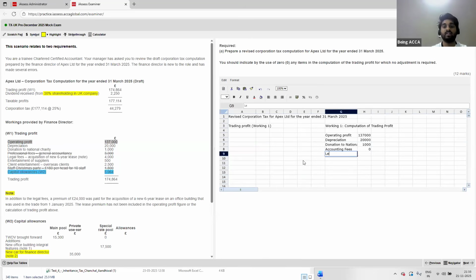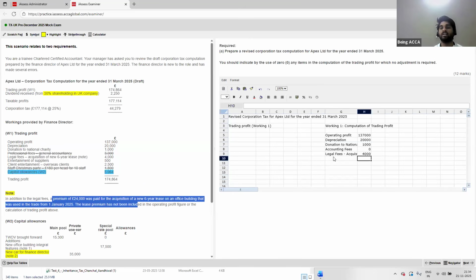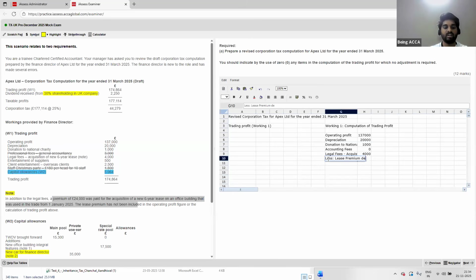Next is the legal fees. Again, legal fees are capital expenditure in nature, so this should be added back. It is a disallowed acquisition of lease, so because of that, this should also be added back. But earlier we have seen that there is a note relating to it, which says that in addition to legal fees, a premium of 24,000 was paid. So because of that, you will be getting a deduction on the lease premium paid. For that reason, we will be deducting that by calculating less lease premium deductible, which will be shown as a separate working.